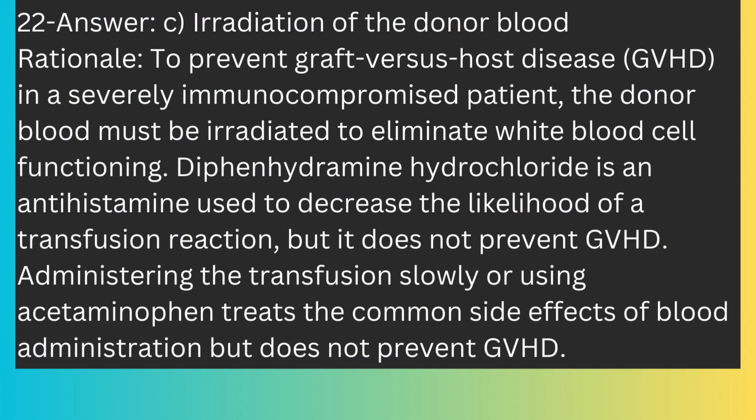To prevent GVHD in a severely immunocompromised patient, the donor blood must be irradiated to eliminate white blood cell functioning. Diphenhydramine hydrochloride is an antihistamine used to decrease the likelihood of a transfusion reaction, but it doesn't prevent GVHD. Administering the transfusion slowly or using acetaminophen treats the common side effects of blood administration but doesn't prevent GVHD.